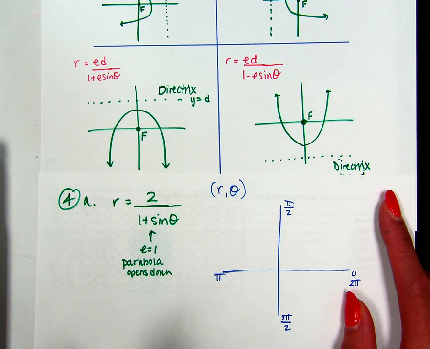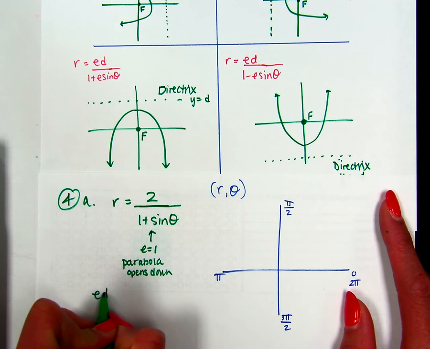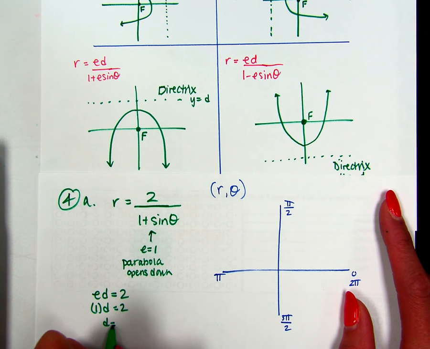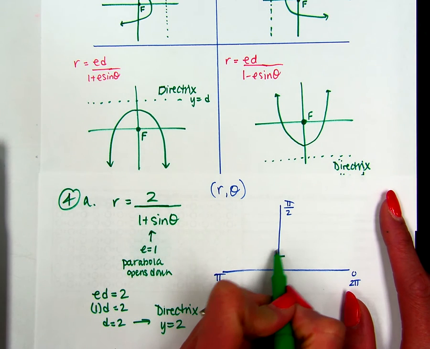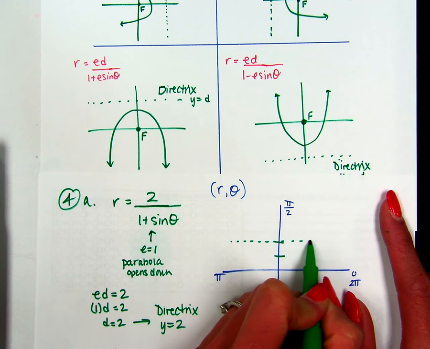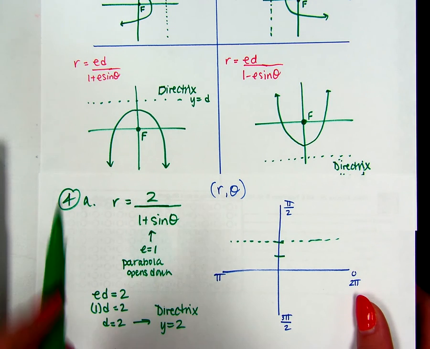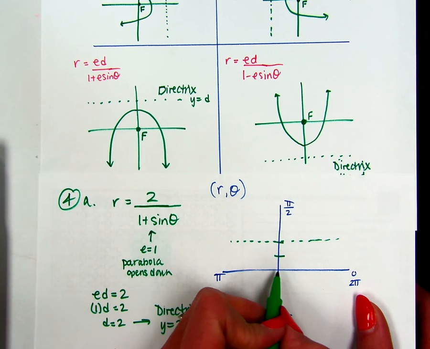All right, so we're going to just start writing down some information. So we have the eccentricity. The directrix, we can tell by this. This is e times d equals 2. And since e is equal to 1, we know that d equals 2. So therefore, our directrix is a horizontal line at y equals 2. So I'm going to put that on my graph. All right, and the nice thing about these equations is that all of these have focal points at the origin.